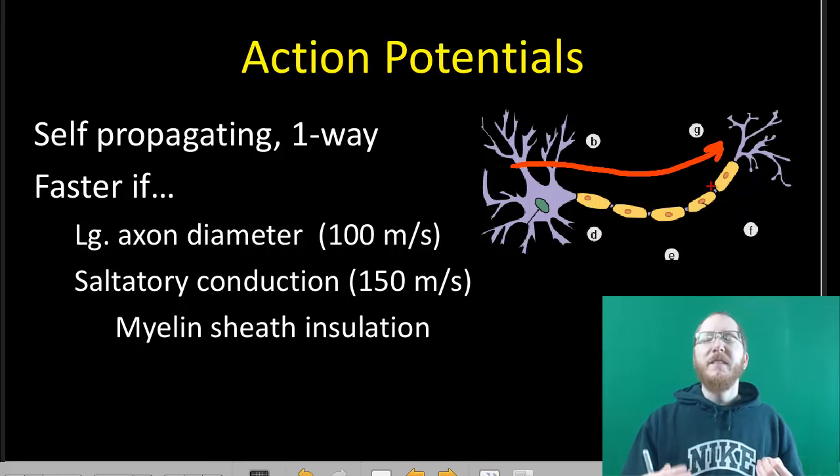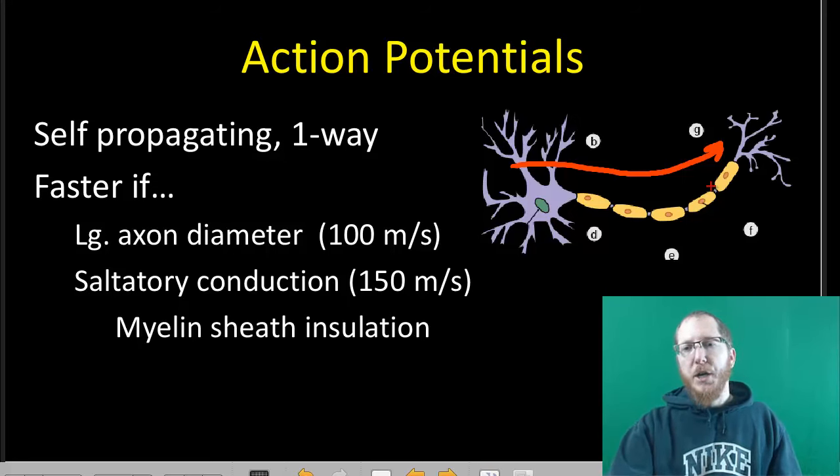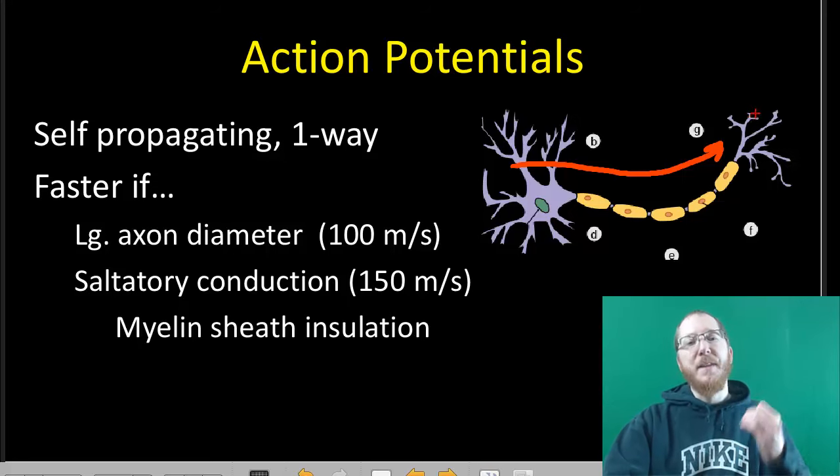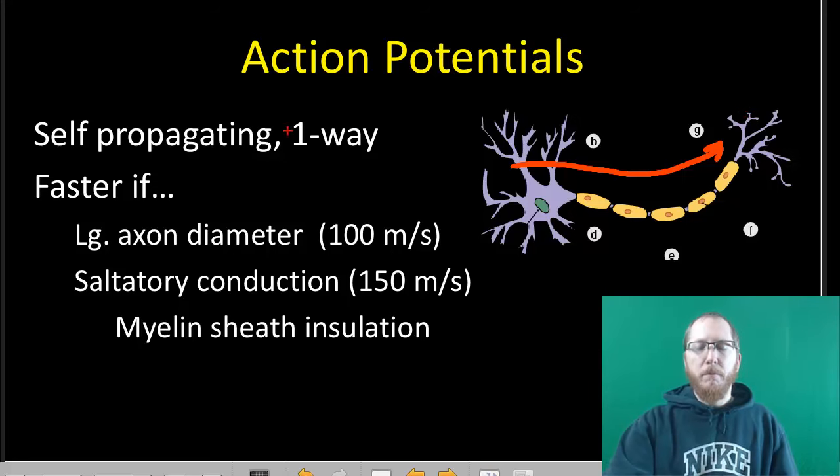By depolarizing one section, it triggers the next section to depolarize as it moves along the neuron. This action potential is also going to trigger the synaptic vesicles, which we'll talk about again in a second, to be released to then trigger an action potential on the next neuron potentially. So this will kind of get itself going.